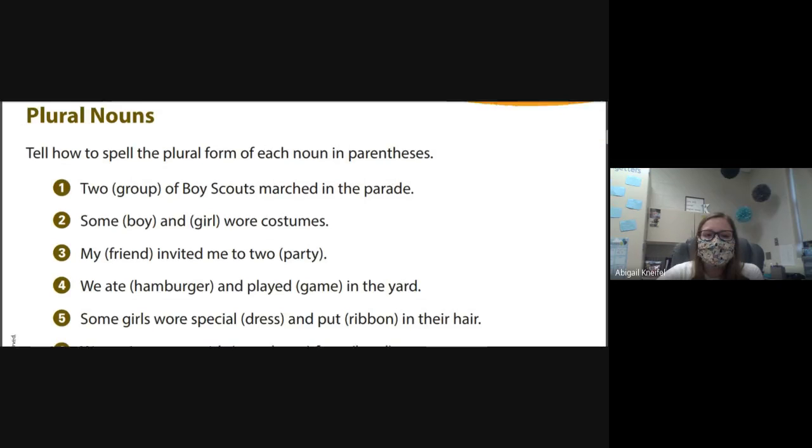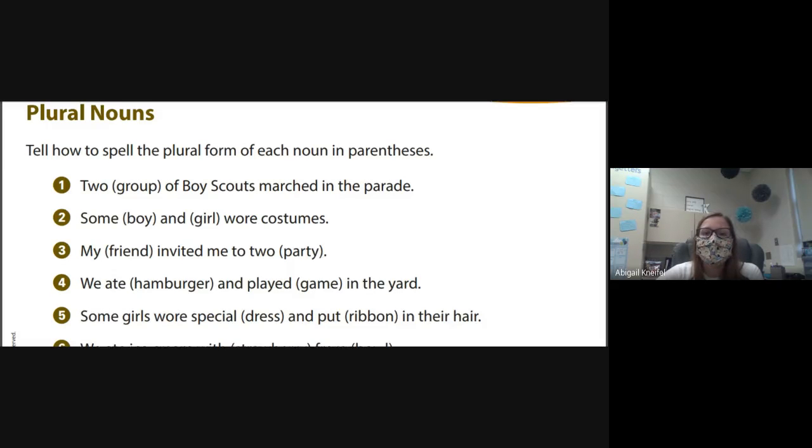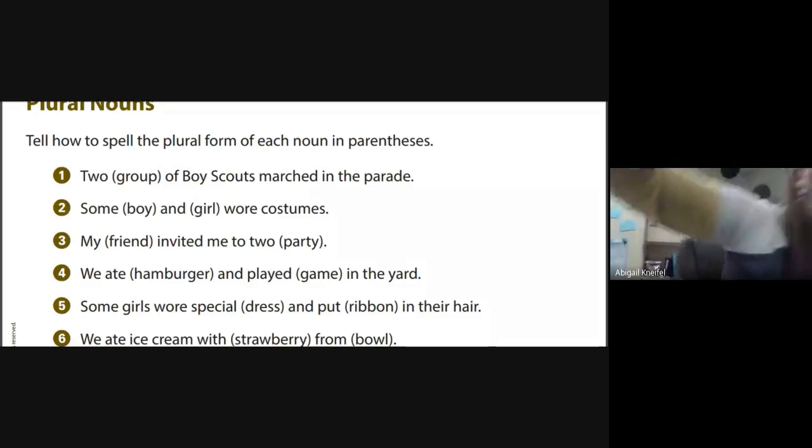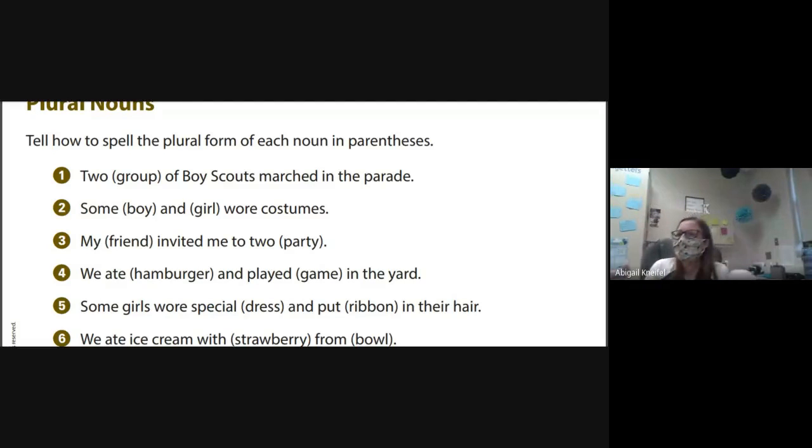Moving on. Tell how to spell the plural noun form of each group in parentheses. What would we change? I'll get out a dry erase board so we can all see. Oh, wait. Can you not see me when I'm sharing my screen, or can you still see me? Okay. You can still see me.